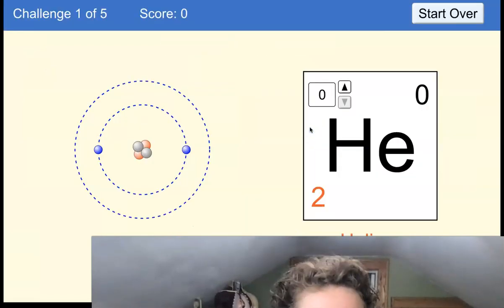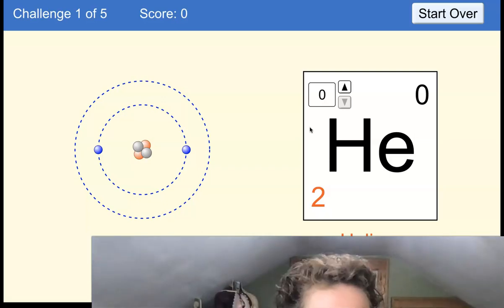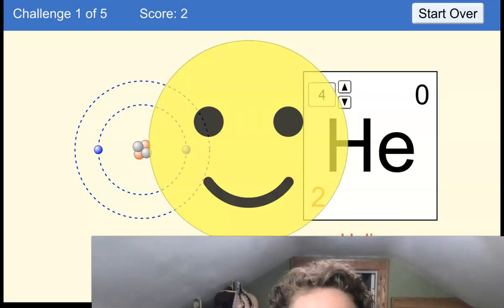Here's an example of level 3. Not all the questions will look exactly like this. You'll have to make some different decisions. But right now we need to know the mass number. So I can just count the protons plus neutrons here. 1, 2, 3, 4. So I know the atomic mass number, which is up here in the corner, is 4. All right, we got it.